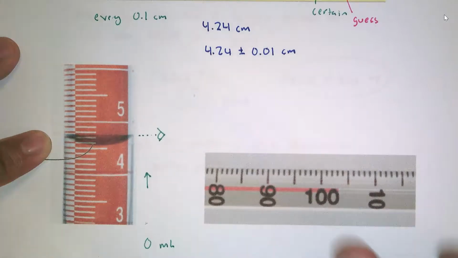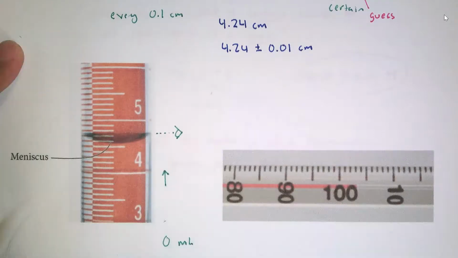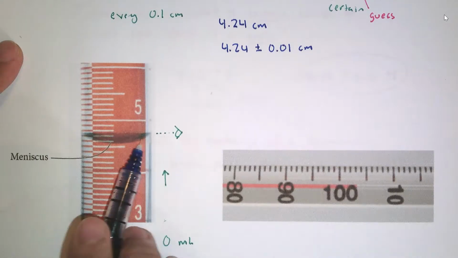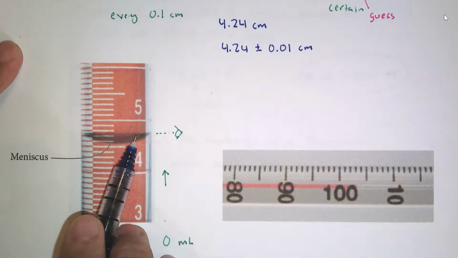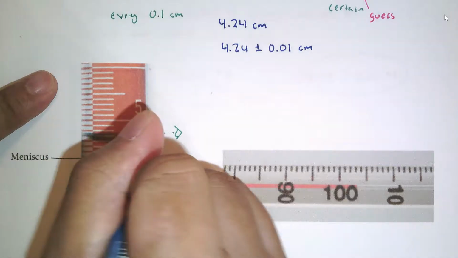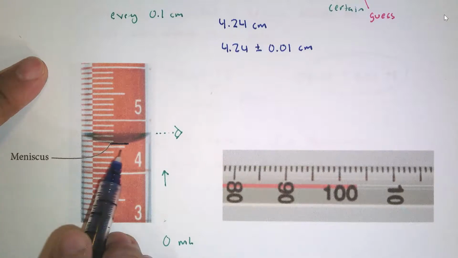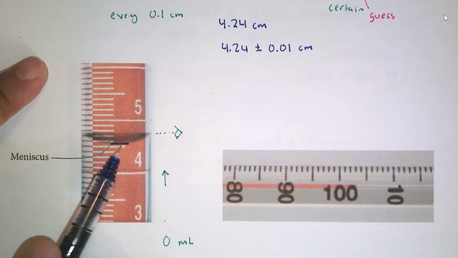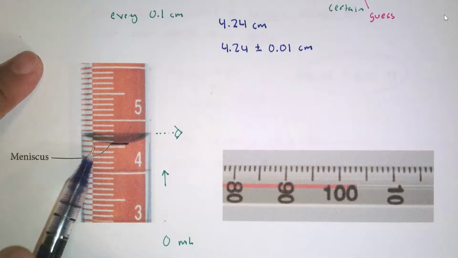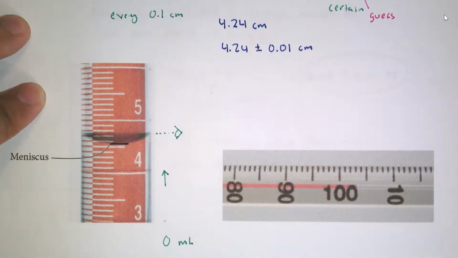Let's play that game again. By the way, once you have your eyeball level with the top of the water level, what you're really measuring is the bottom of the meniscus. It curves downward. We'll call it concave. Then you see where the bottom of the meniscus lies in terms of your markings. Let's do this and compare.